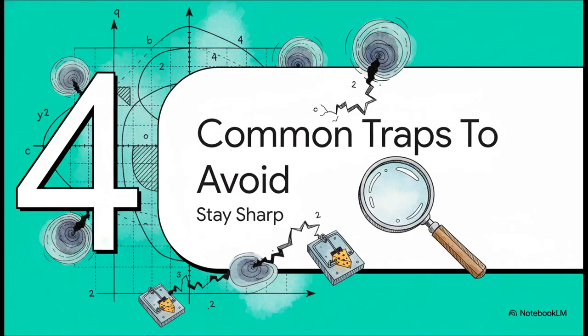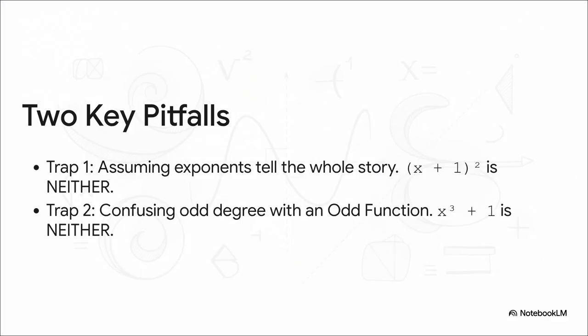You know, that last example leads us perfectly into a few common pitfalls. These are the small mistakes that are really easy to make, but they're also really easy to avoid once you know what to look for. First, don't just look at the exponents and think you know the whole story. A function like x plus 1 squared has an even exponent, but that little horizontal shift completely breaks the y-axis symmetry, which makes it neither.